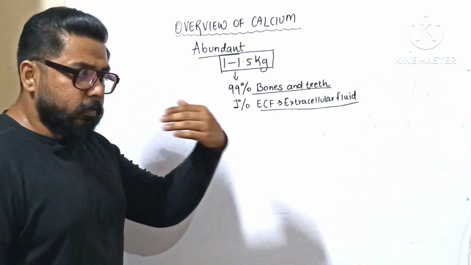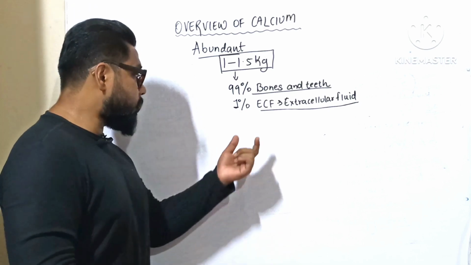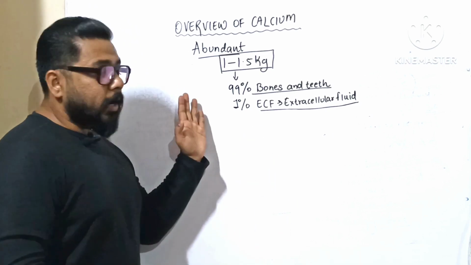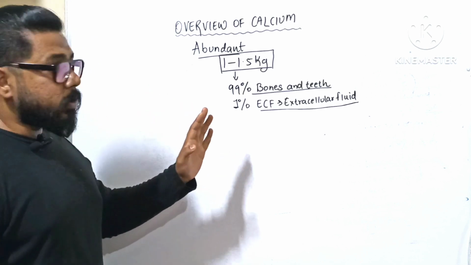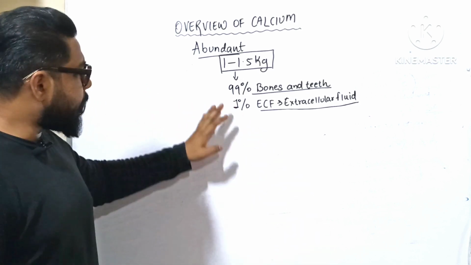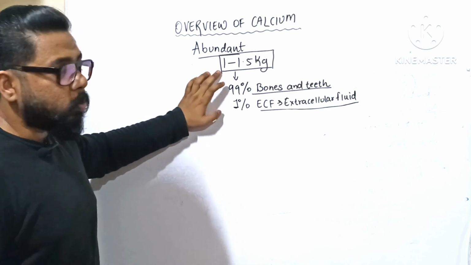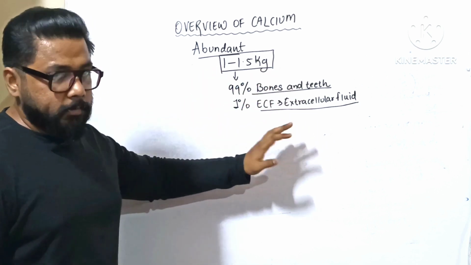We will come to that topic, how much extracellular fluid is actually there inside the body. So 99% of the calcium is stored in the bones and teeth, which is a very important point. And the amount of calcium present is around 1 to 1.5 kilograms.